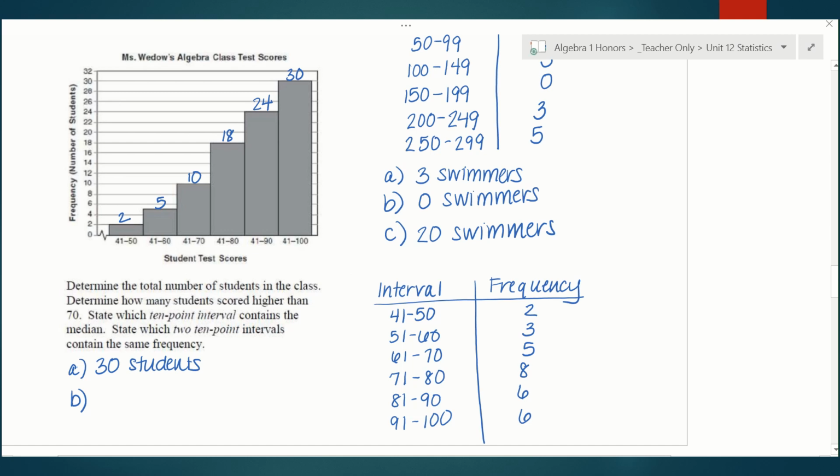Okay, so going back to the question again. Determine how many students scored higher than a 70. Higher than a 70 means 71 to 100. So I'm basically adding my last 3 intervals here, 8 plus 6 plus 6, which is 20. So 20 students.